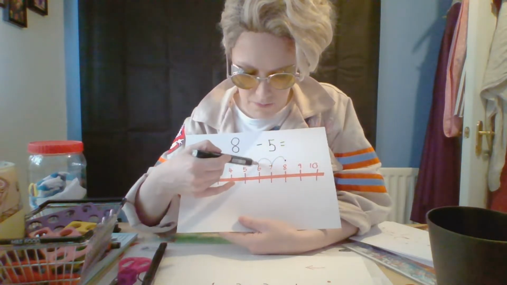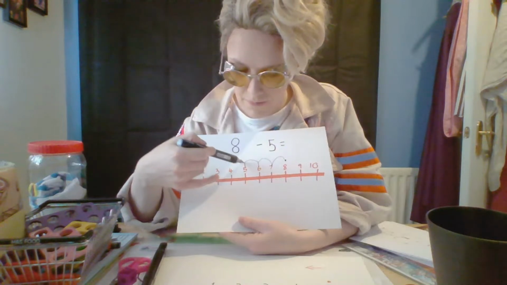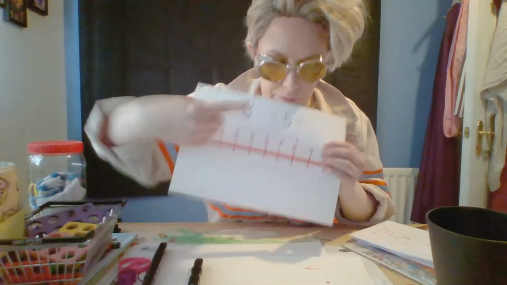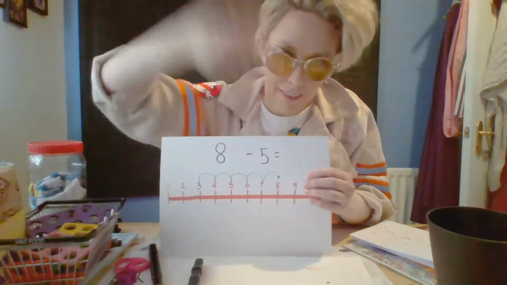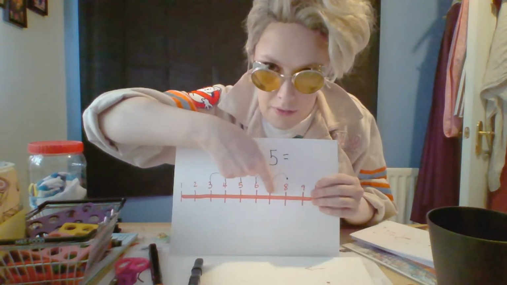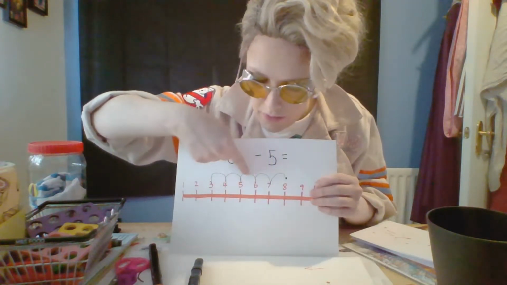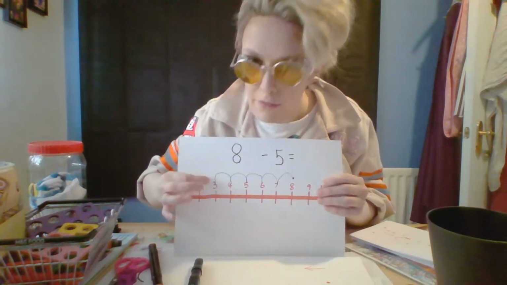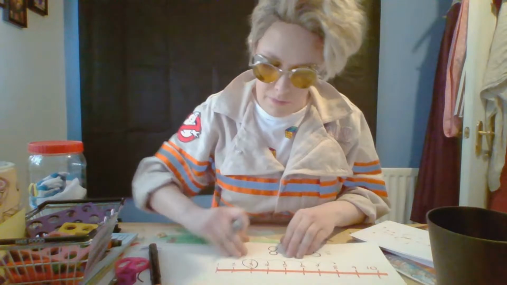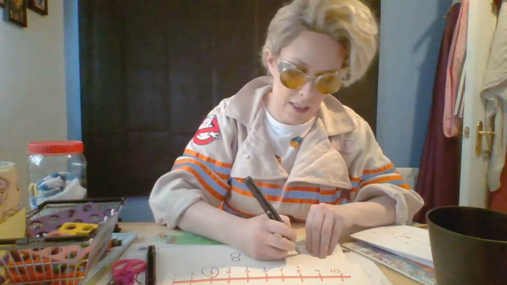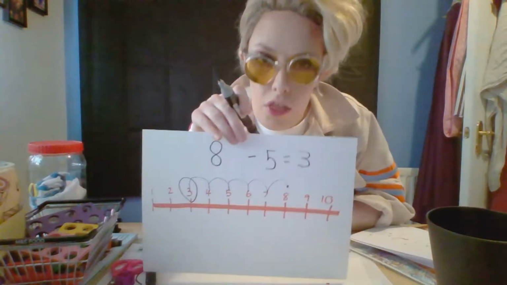2, 3, 4, 5. Okay, so if we do that again, go back to 8. So on number 8, and we're going to jump 5. 1, 2, 3, 4, 5. Then what number have we landed on? We have landed on number 3. So 8 take away 5 is 3.